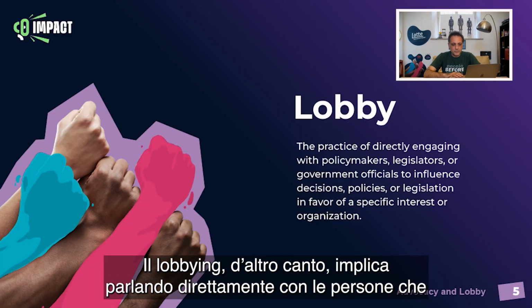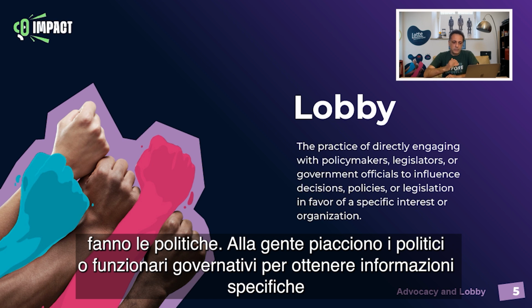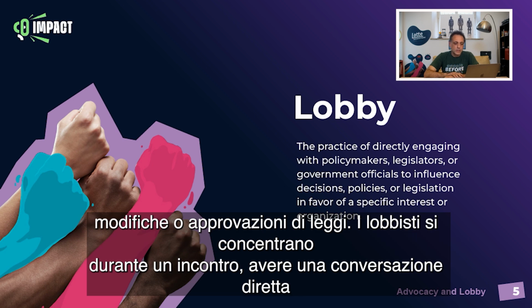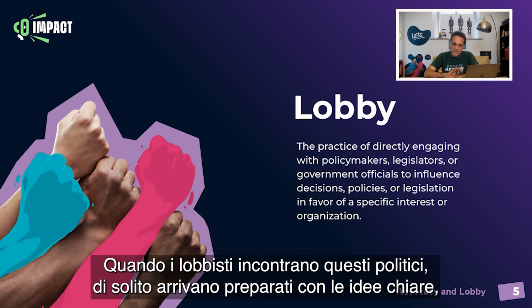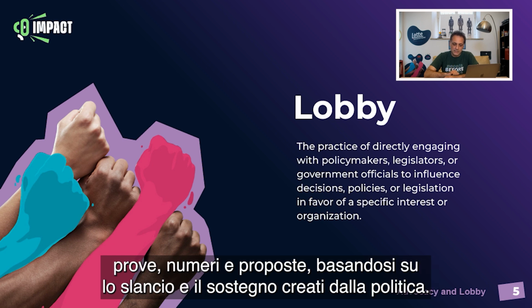Lobbying, on the other hand, involves directly speaking to the people who make the policies. People like politicians or governmental officials, to get specific changes or laws passed. Lobbyists hold focused meetings, have a direct conversation and negotiate with the people who have the power to approve or block decisions. When lobbyists meet these policymakers, they usually come prepared with clear ideas, evidence, numbers and proposals, building upon the momentum and support created by advocacy.